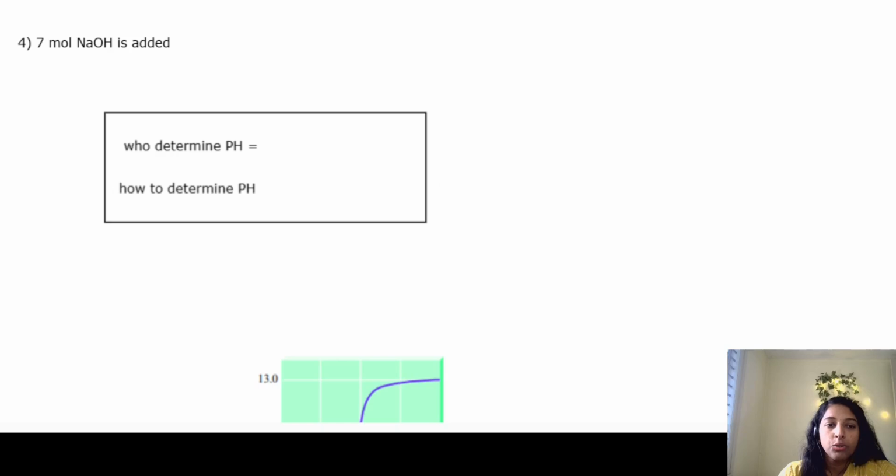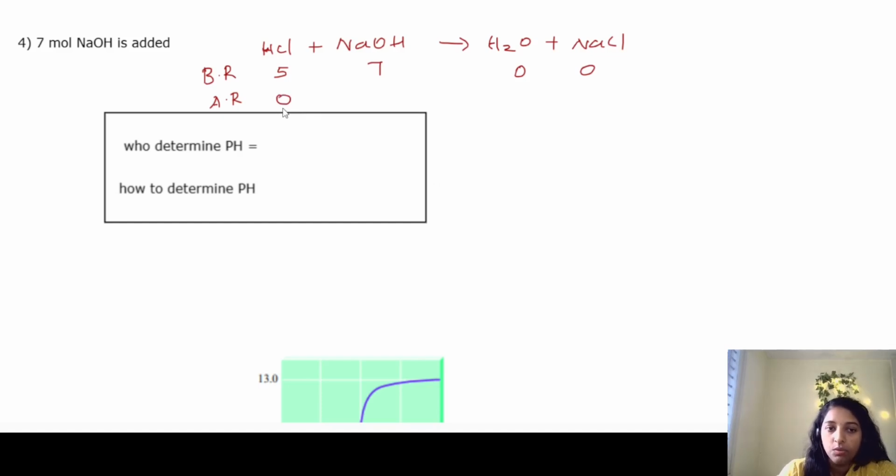Okay. After that, see the fourth stage of titration. 7 moles of NaOH is added. Again, you are considering the same reaction: HCl plus NaOH gives H2O plus NaCl, right? This time, what's the before and after reaction table? 5 and this time 7, 0, 0. This time NaOH is the excess, right? So after the equivalence point, the acid HCl, the analyte, will be the limiting reagent, correct? So this one is 0, this one is 2, in excess, and 5 mole, 5 mole. Here who determines the pH?